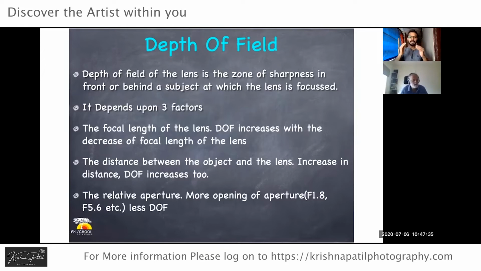Prime lenses are constant lenses because I can't zoom them. So that will be a constant lens. The first factor is the focal length of your lens. The second factor is the distance between the object and the lens.